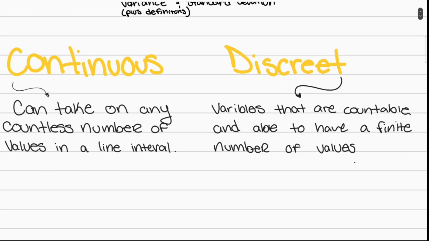I'm going to start off by defining what exactly a continuous and discrete variable is. So a continuous variable can take on any countless number of values in a line interval. This basically means that order doesn't exactly matter because the values can so easily change. While in discrete, the variables are finite. They have a specific number and a specific order attached to these numbers, and this cannot change.